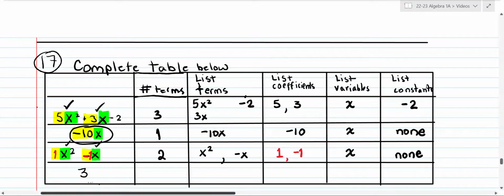All right, the last example. How many terms do we have? 1. What's the term? 3. Any coefficients? None. Why? Because we don't have a variable. Can't have a coefficient without a variable, and the only constant is the 3.